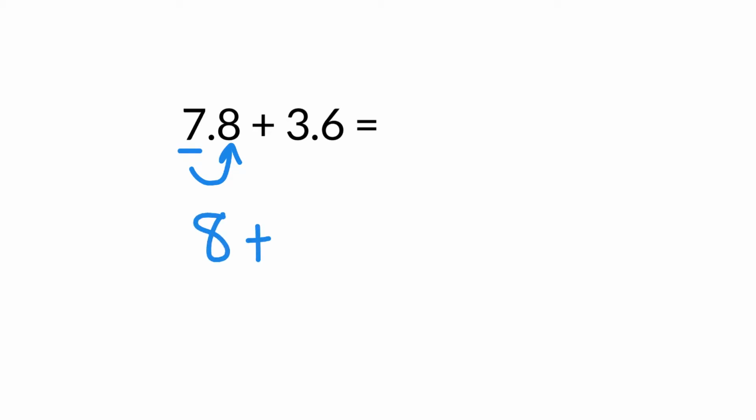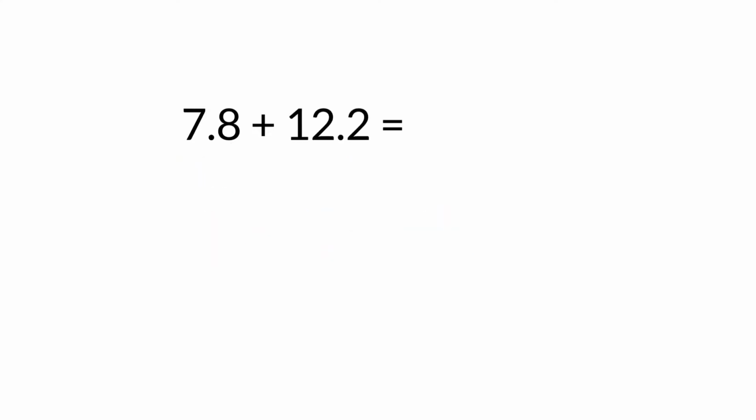When I look at the 3.6, I ask myself, is 3.6 closer to 3 or is it closer to 4? And decimal 6 here tells me that it's closer to 4 because it's above the 5. So it's 8 plus 4 equals 12.